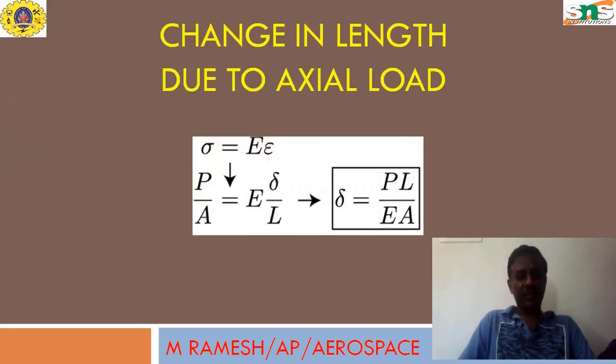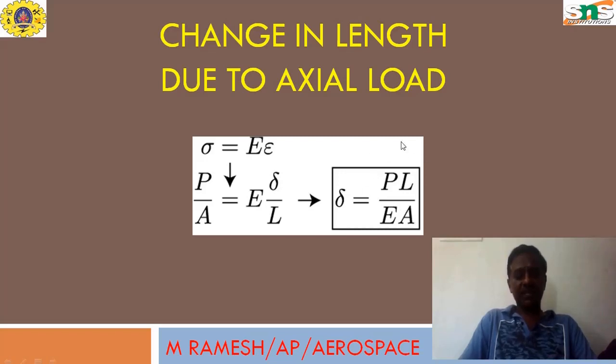Finally, the last thing to be discussed. What is the change in length due to the axial load applied on the material? Actually, it is derived from Hooke's law only. Already given that stress is directly proportional to strain, and we are introducing an elastic constant, Young's modulus. Stress is defined by load by area, and strain is change in length by the original length. From this we can have the equation delta = PL by AE, where P is the applied load, L is the length, A is the cross sectional area, and E is the Young's modulus.